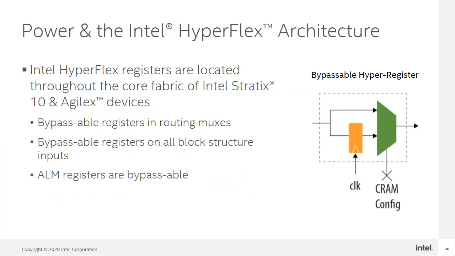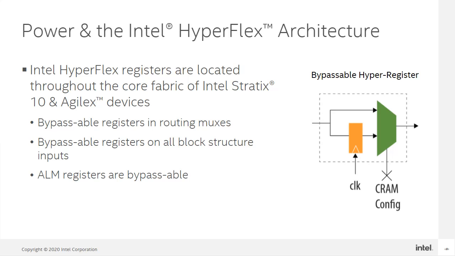Before continuing, it's important to understand a little bit about the unique architecture of Intel Stratix 10 and Agilex devices. While previous devices, like those in the Intel Arria 10 family, follow a more standard architectural design, Intel Stratix 10 and Agilex devices feature an advanced architecture, referred to as the Intel HyperFlex architecture. Intel Agilex devices feature the second generation of the Intel HyperFlex architecture, after it was first introduced in Intel Stratix 10 devices.